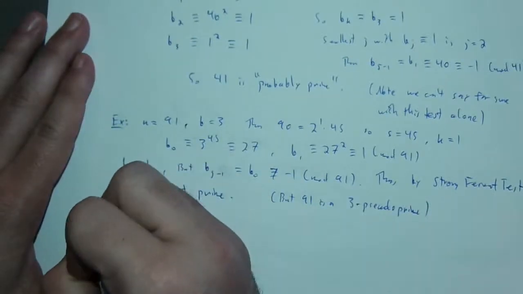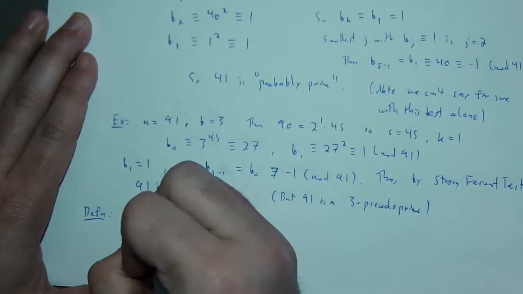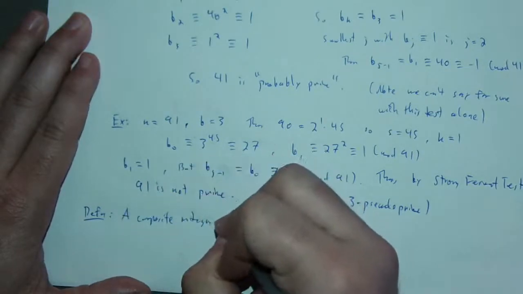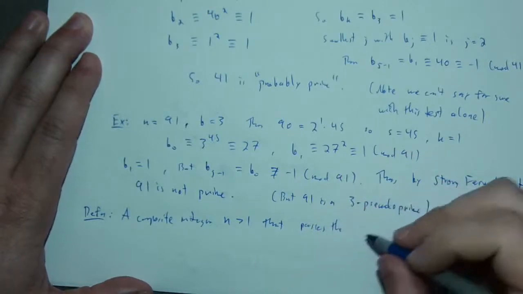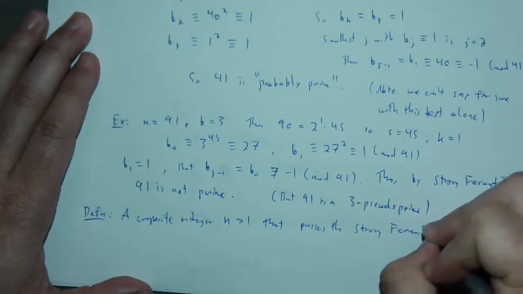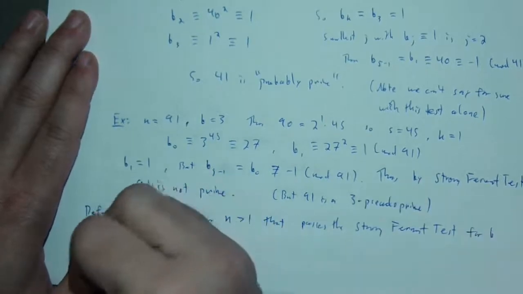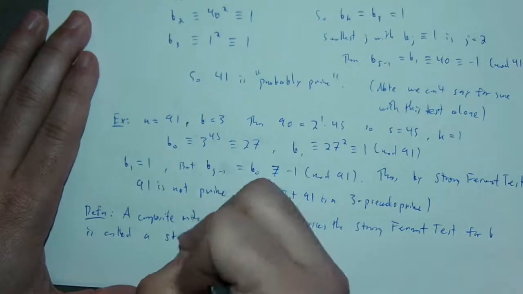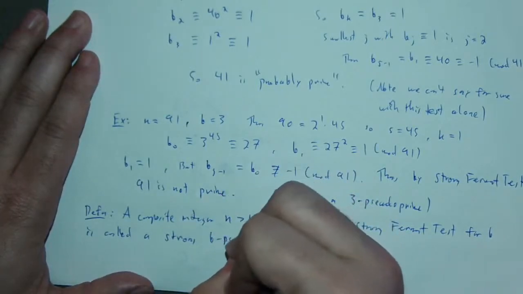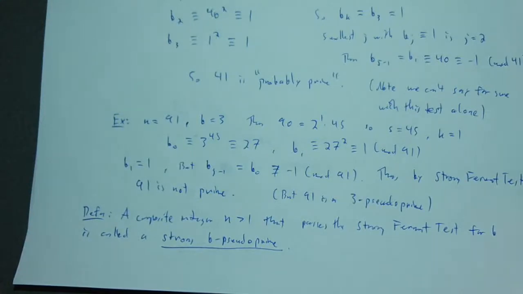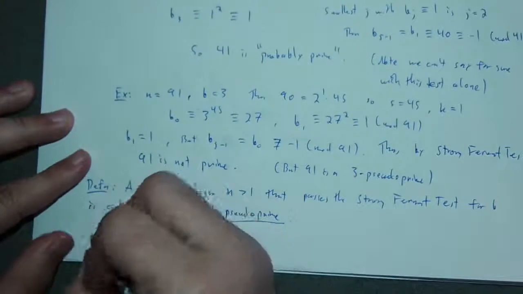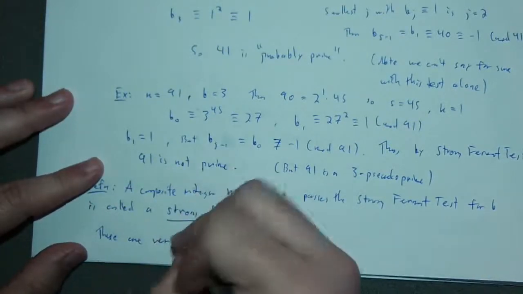So definition: a composite integer n greater than 1 that passes the strong Fermat test for b is called a strong b pseudoprime. Okay. So these are very rare.